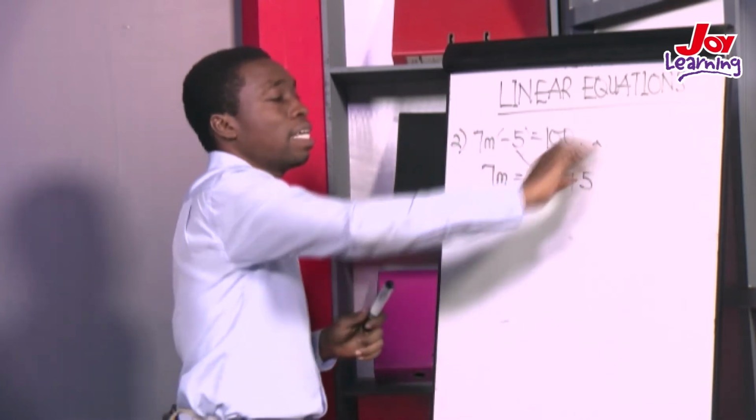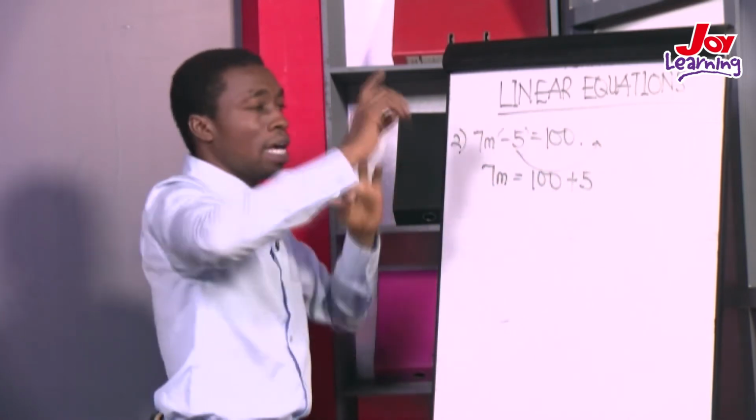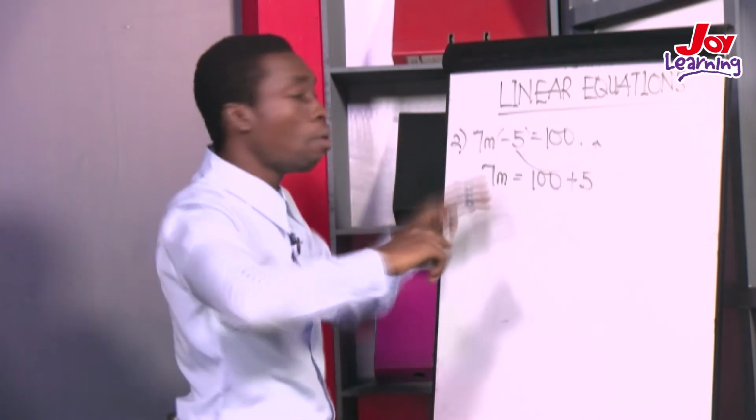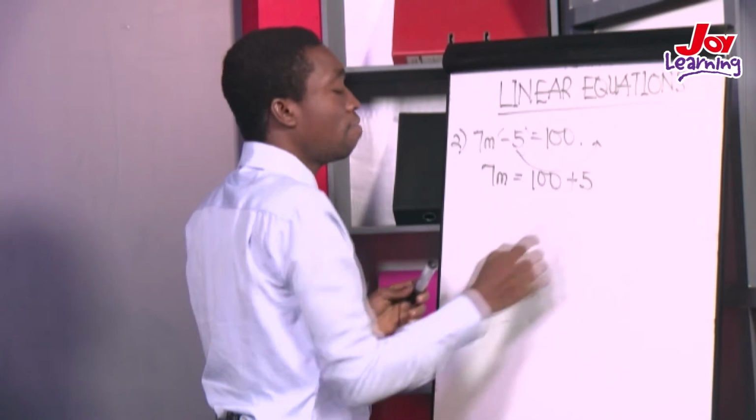If positive, it becomes negative. If it's multiplying, it becomes divide. If it's divide, it becomes multiply. So it plays its opposite role when it crosses the equal to sign. So that being said, we know that negative 5 becomes positive 5 over here.